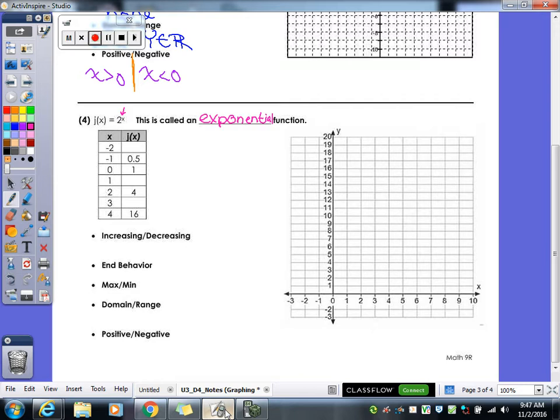Yep, so when you graph your exponentials, you want to have a couple of decimals in your table, and then the rest of them should be whole numbers. So our negative 2 would be 0.25. Our 1 is what? 3 is 8. So I always graph my whole numbers first. So I start with 0, 1, 1, 2, 2, 4, 3, 8, 4, 16.